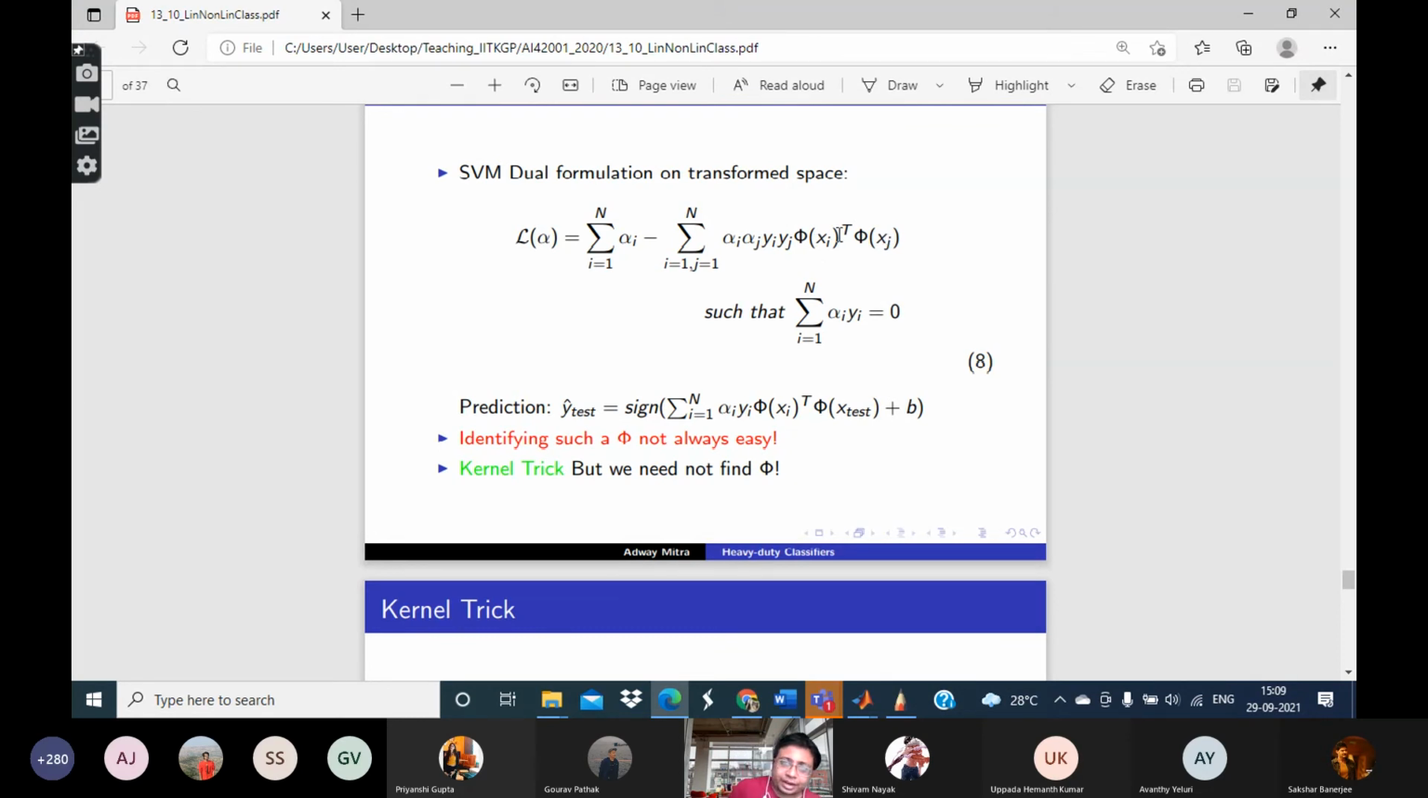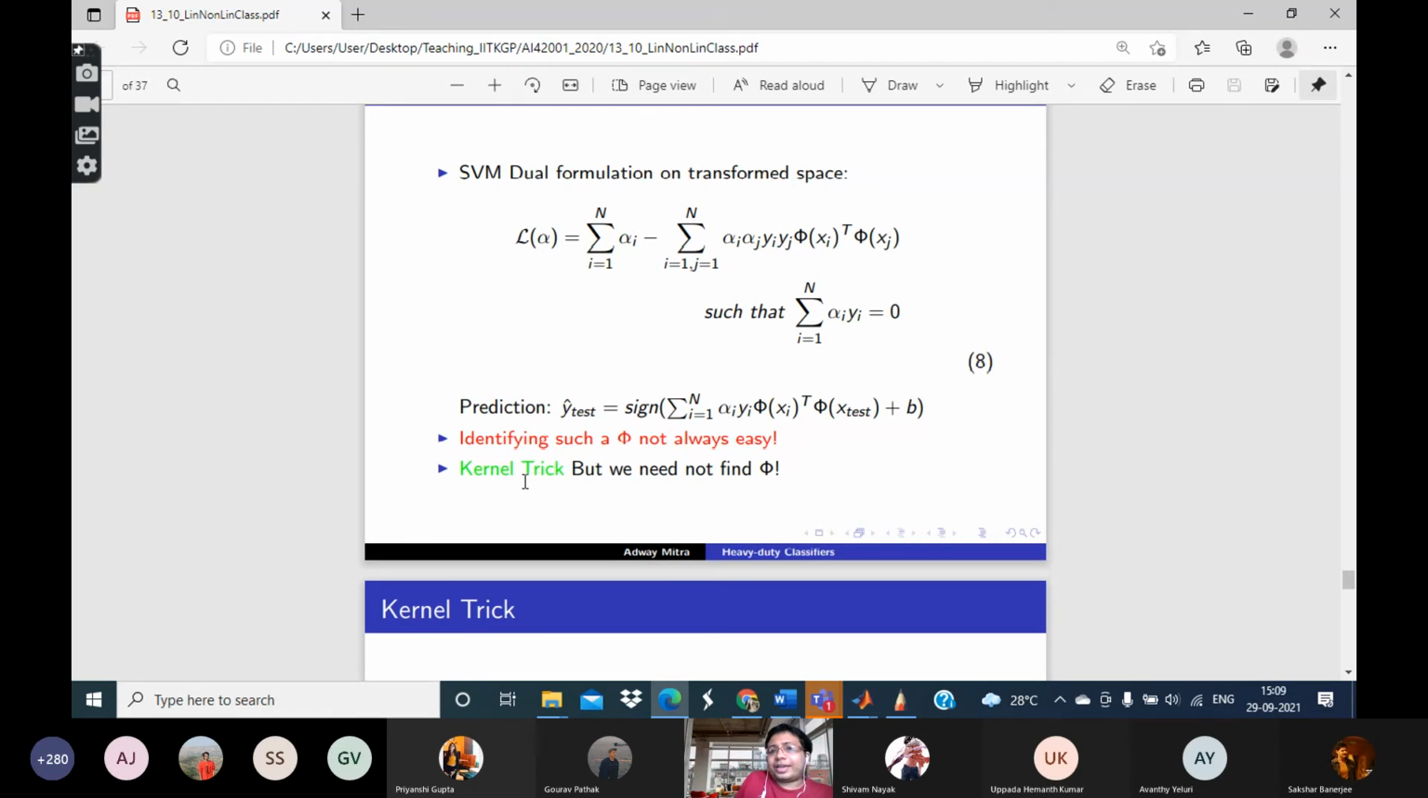Of course, it's another matter that I do not know phi. But for all practical purposes, whenever the feature vector x appears, it always appears in the form of a dot product, the dot product between two feature vectors. Now that makes our task a bit easier.